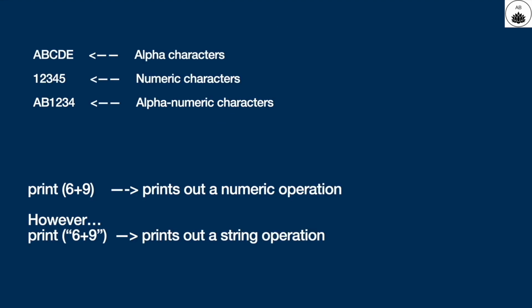So in computers, we know of alpha characters, of numeric characters, and of alphanumeric characters. But how you deal with them depends on the type of language you use. Say, for example, in Python, as I showed you earlier, print 6 plus 9 is going to be a numeric operation. So it's going to print out the summation result of 6 plus 9, which would be 15. However, if you put 6 plus 9 within quotes, then it is just going to print out 6 plus 9 as it is within the quote.